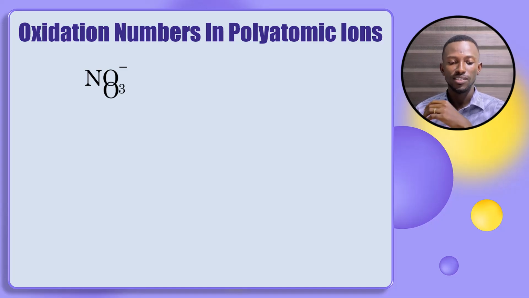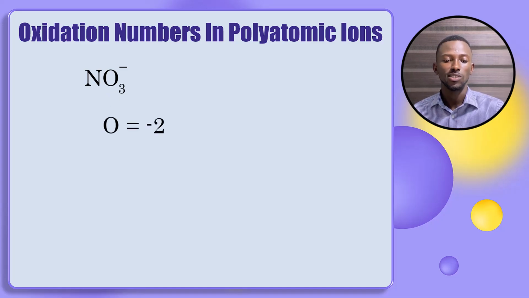So we first write that out to be -2. So let's write it here. Oxidation number of oxygen is -2. Now if we check NO3 minus, below the subscript of oxygen is 3. So that means there are 3 oxygen atoms in NO3. Meanwhile, each of them has an oxidation number of -2.